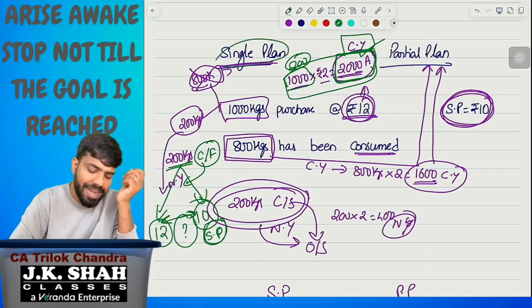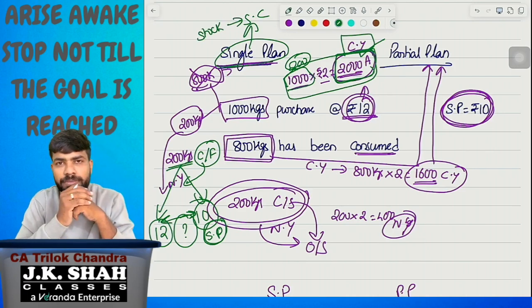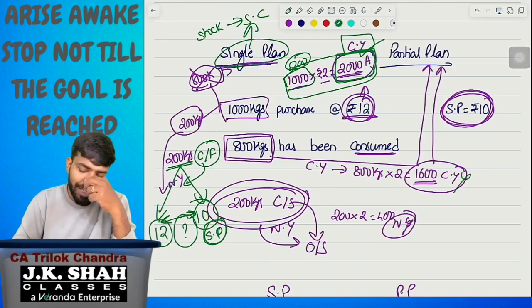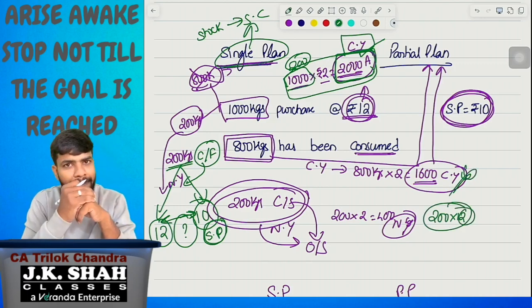So under the single plan, stock should be valued at standard cost. Under the partial plan, stock should be valued at actual cost, because here we didn't recognize the variance. To the next year, we need to carry forward 200 kgs at the rate of 12, including 2 rupees, because the 2 rupees is not accounted here.